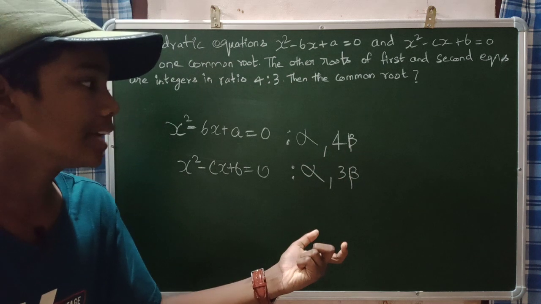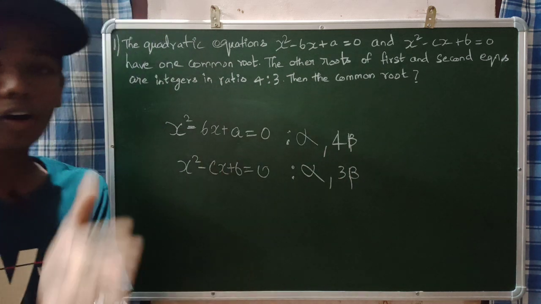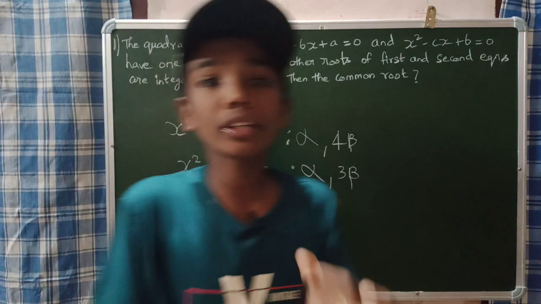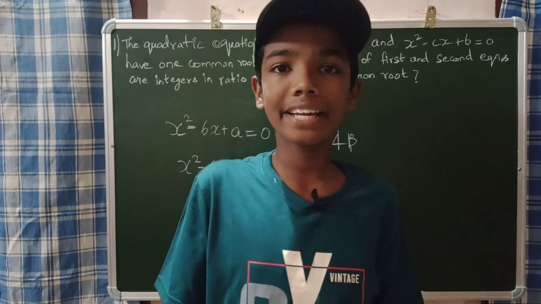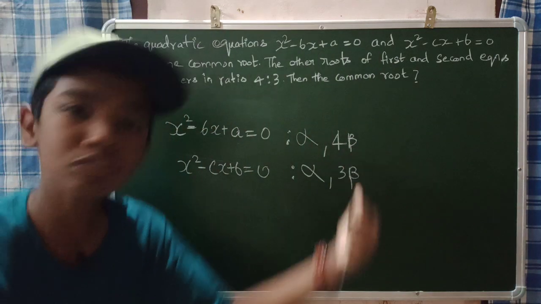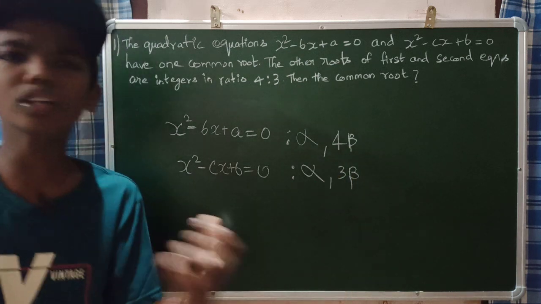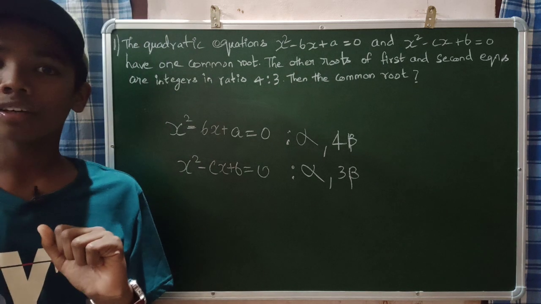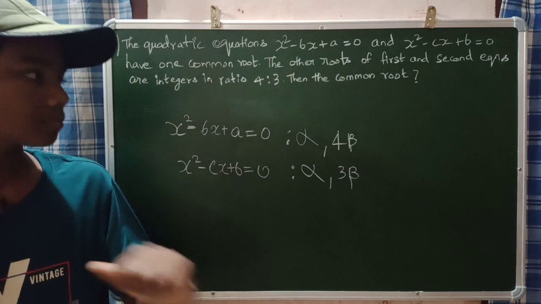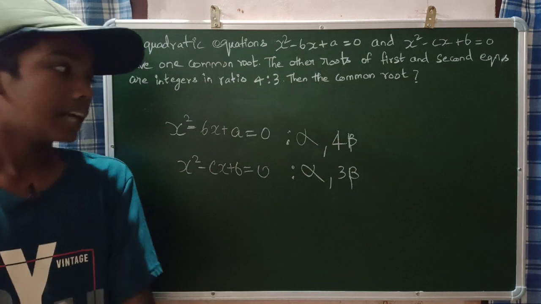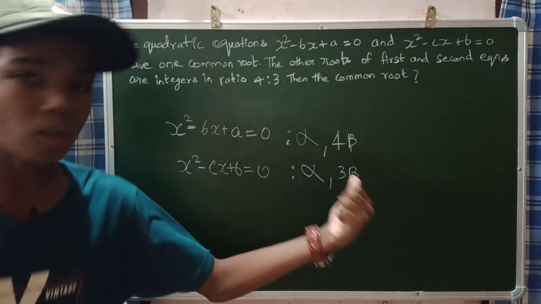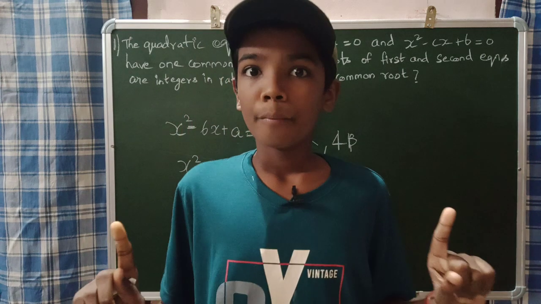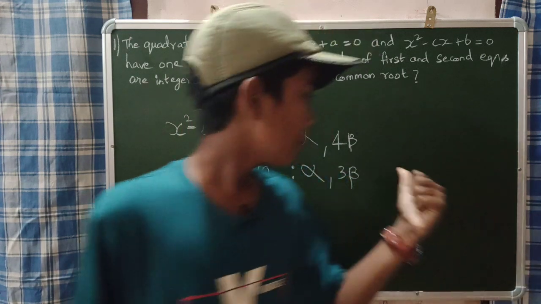So I am taking 4 beta and 3 beta as the other roots, because in order to fulfill the 4:3 ratio given in the question, the other roots of the first and second equations should be in 4:3. Here it is 4:3 only, right? Because 4 beta to 3 beta is 4:3. Don't think that beta is a root. 4 beta is the root of the first equation, 3 beta is the root of the second equation, and not beta at all. Because of the ratio only I am writing it as 4 beta and 3 beta.